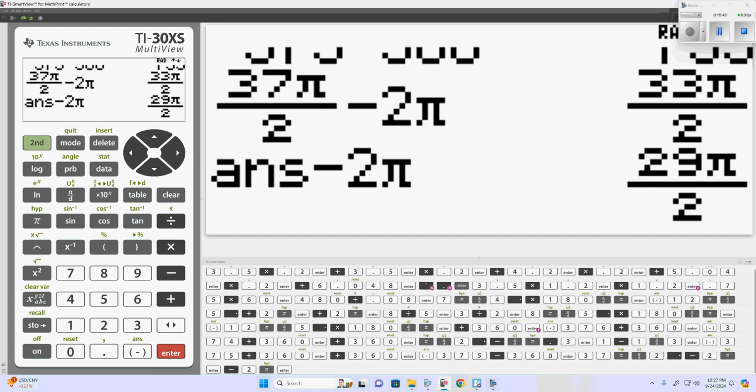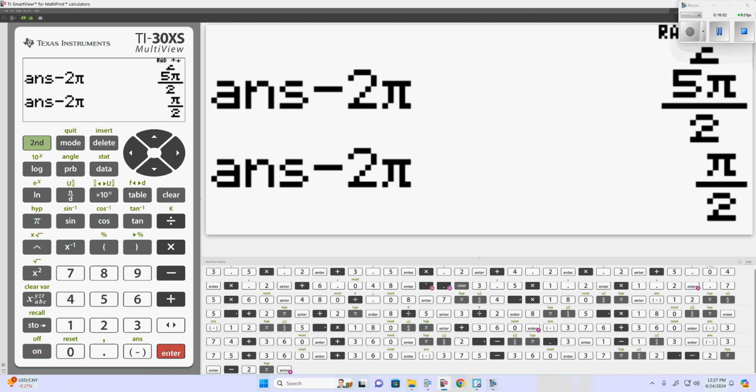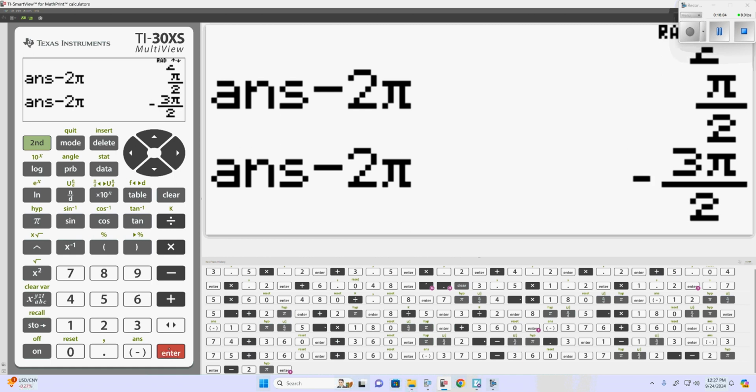and get this here. Now, especially if it's really big, I hope you noticed that I didn't type in 33 pi over 2. I just said minus 2 pi and hit enter, yes? There's a reason this is nice, because if I hit enter again, it took the previous answer and subtracted 2 pi. Negative 3 pi over 2.